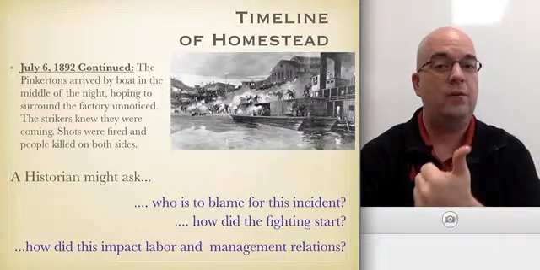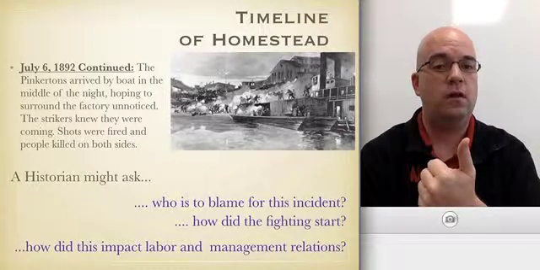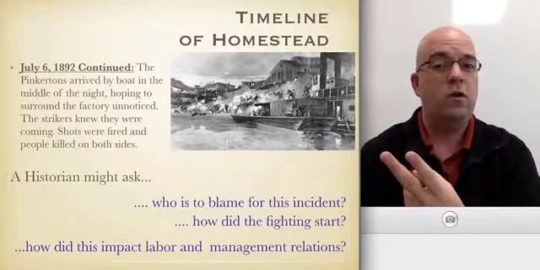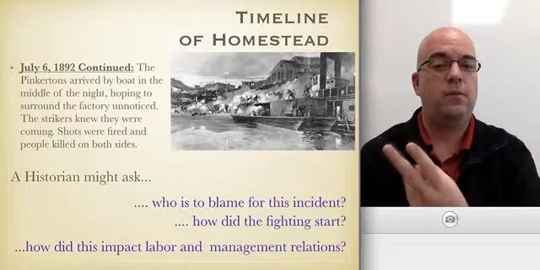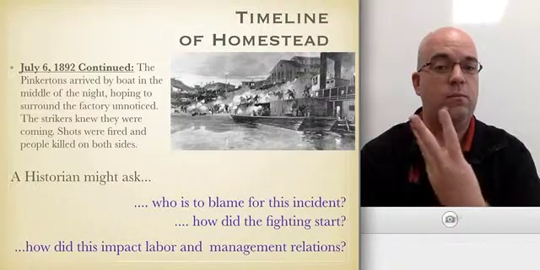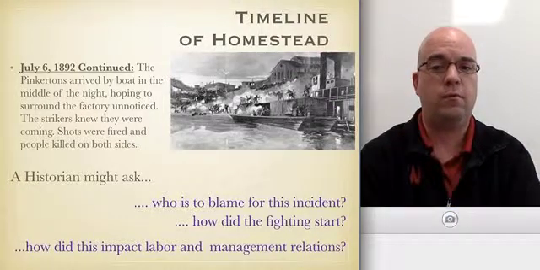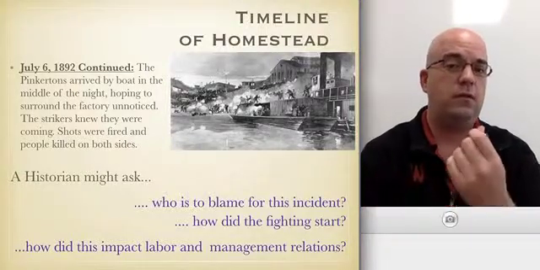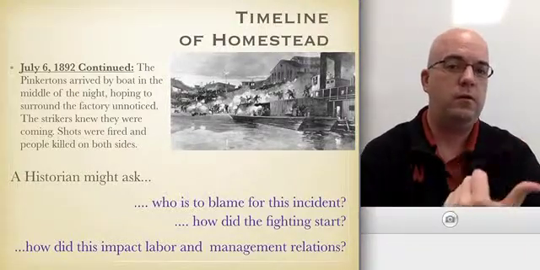Who should be blamed for this incident? Is it the fault of Henry Frick? Is it the fault of the union workers? Or is it the fault of the Pinkertons, the detective agency that came in? So which of those three characters are responsible for it? You know, what started the fighting in the first place? Who fired the first shot? Was it the workers? Was it the Pinkertons?